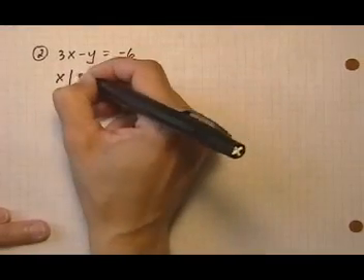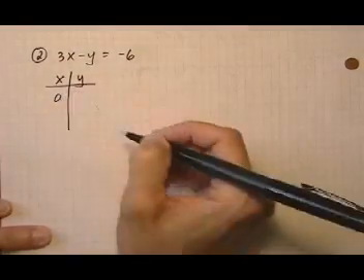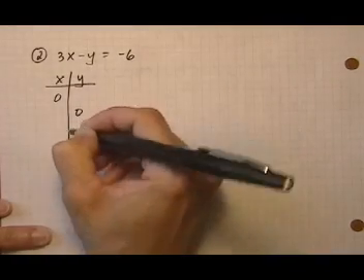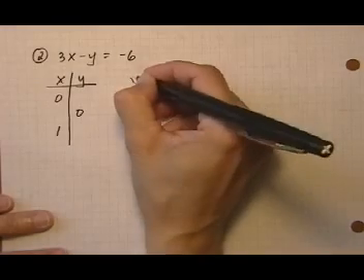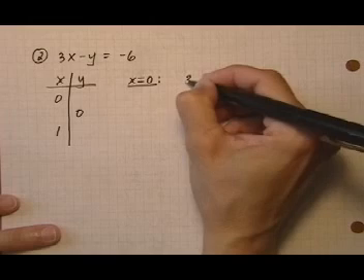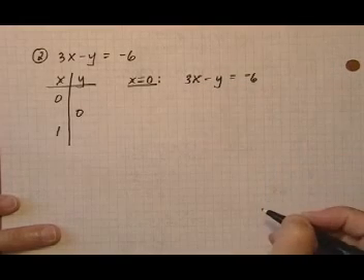Make our chart. And now we're going to put in, again, x is 0, find y, put in y is 0, find x, and put in another value for x, so I'll just put a 1 again. X is 0. Copy down the original equation, 3x take away y equals negative 6.